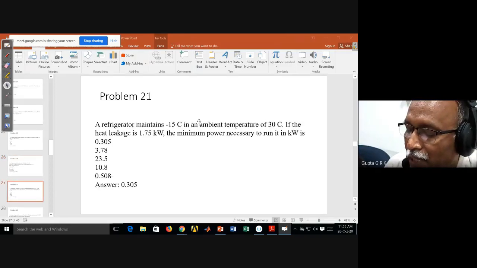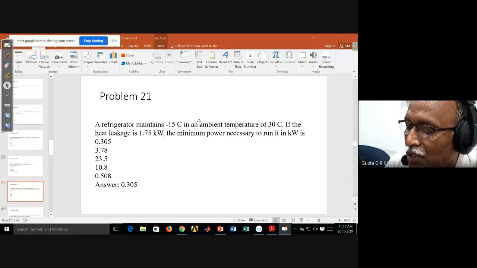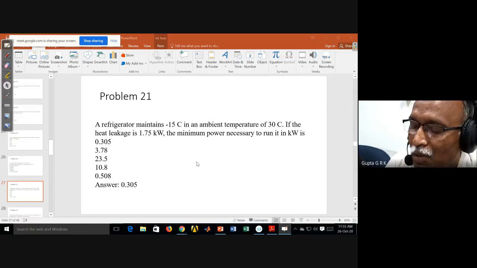And a refrigerator maintains minus 15 degrees centigrade in an ambient temperature of 30 degrees centigrade. So TL and TH are given, and the heat leakage, that is the refrigerating effect QL, is given. The minimum power necessary to run, in kilowatts, is asked. QL by W is the COP, which I know, so you can find out W.